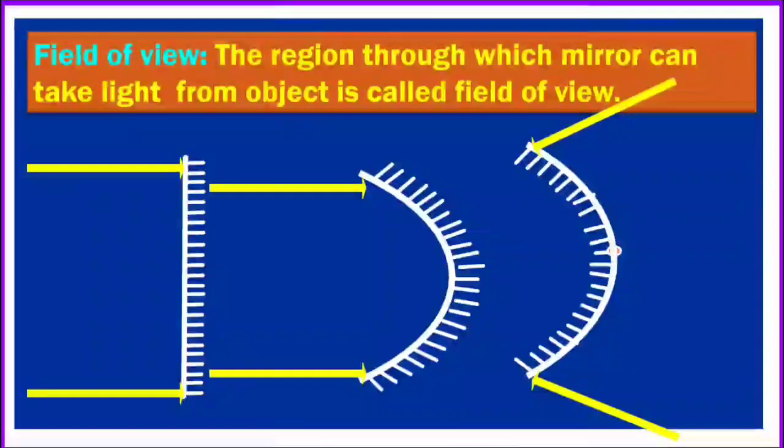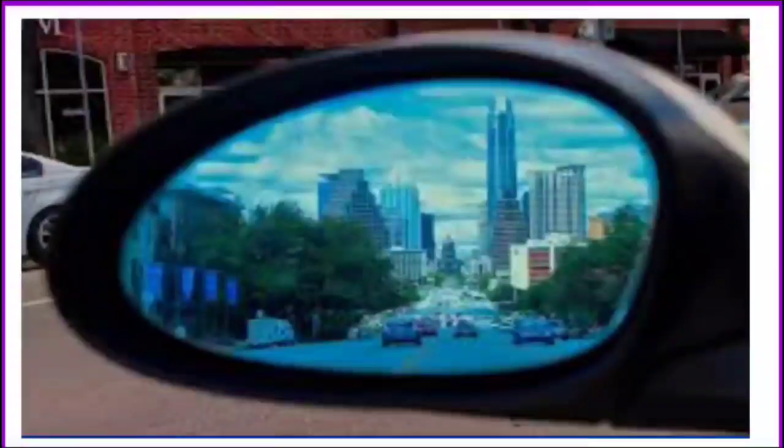the convex mirror has a high field of view, the region through which the mirror can take light from the object. A convex mirror can take light from a wider region, so it has a wide field of view. So it can take light towards a wide region. That's why in a single convex mirror we can see some part of the town also.